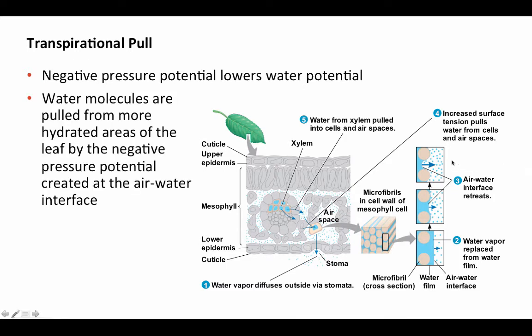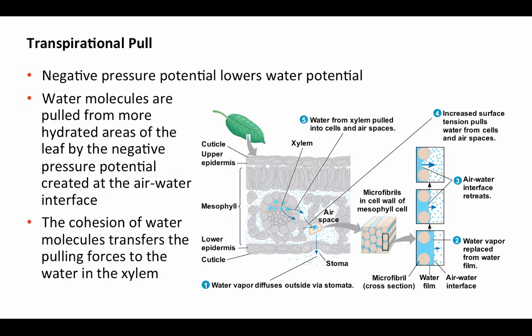And with this decrease in water potential, water is going to move from someplace with a greater water potential. So water molecules are going to be pulled from more hydrated areas of the leaf by this negative pressure potential created at the air-water interface within the cell wall of this mesophyll cell. So then the cohesion of water molecules transfers those pulling forces to the water in the xylem.